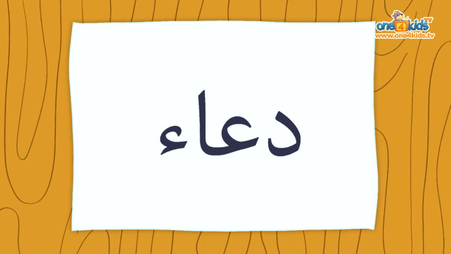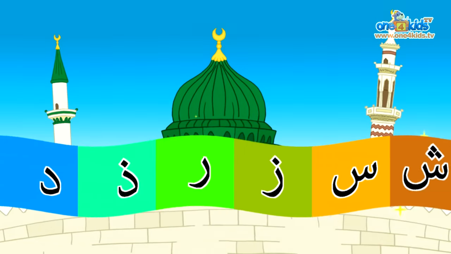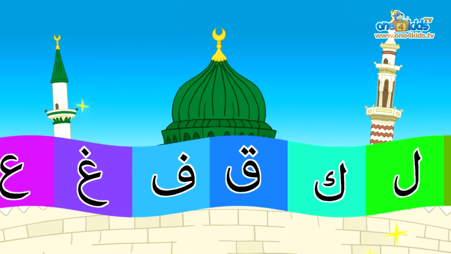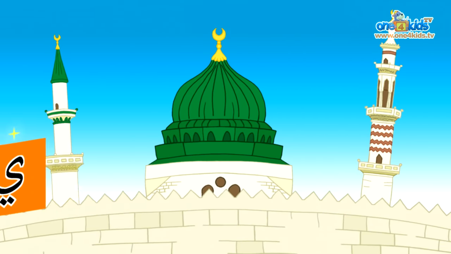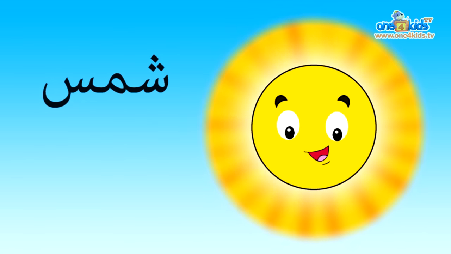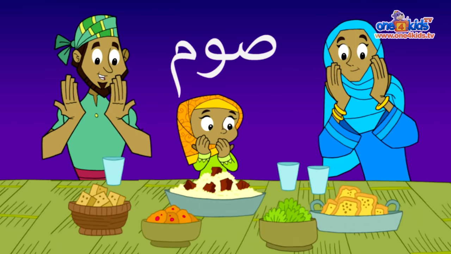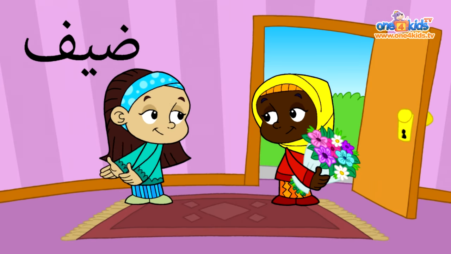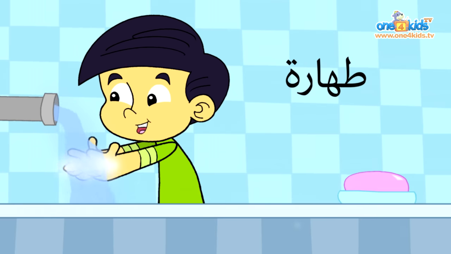Muhammad, the last prophet sent from Allah. Shin is for Shams and Sad is for Sawt. Dad is for Dhaif and Ta for Tahara.